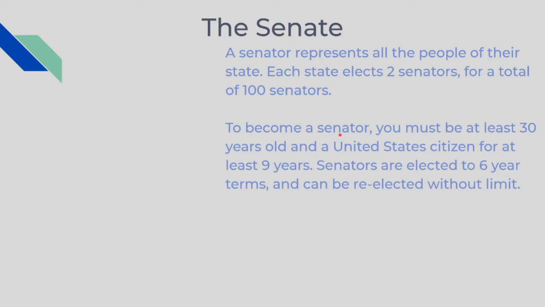To become a senator, there are some requirements. You must be at least 30 years old and also a United States citizen for at least 9 years. Senators are elected to 6-year terms, and the senators can be reelected as long as they want without limit. So if you start serving at age 30 and you decide to keep running all the way up until you die, if you keep getting elected, that's okay. You can keep going and you have no limit to how long you can run.